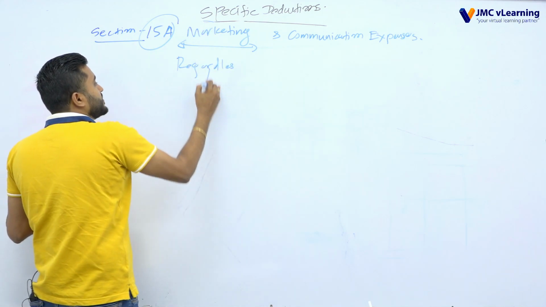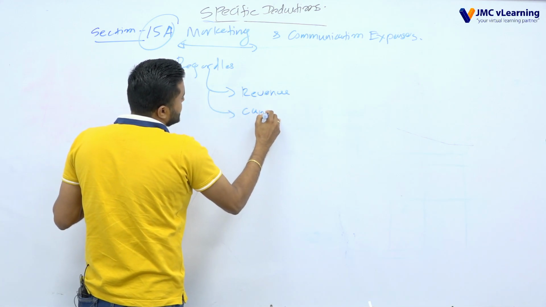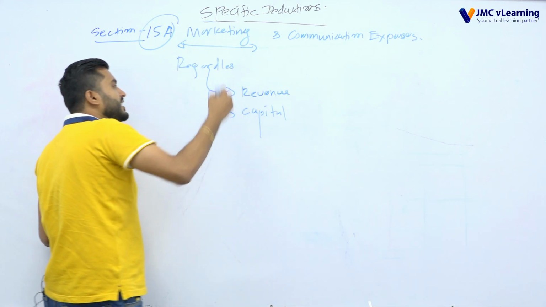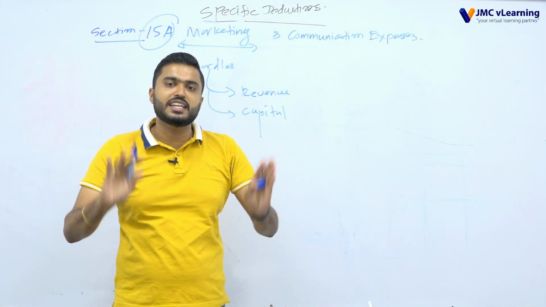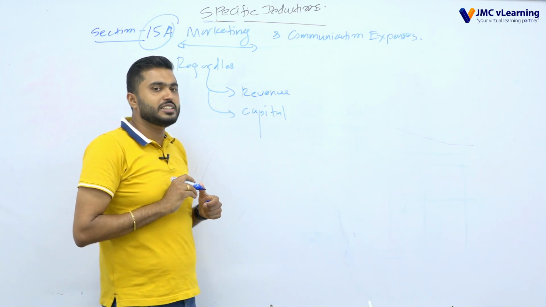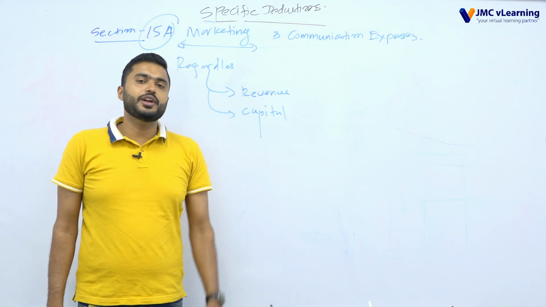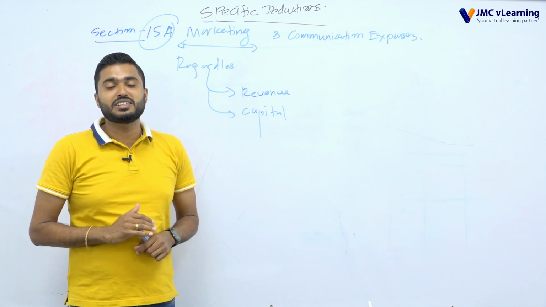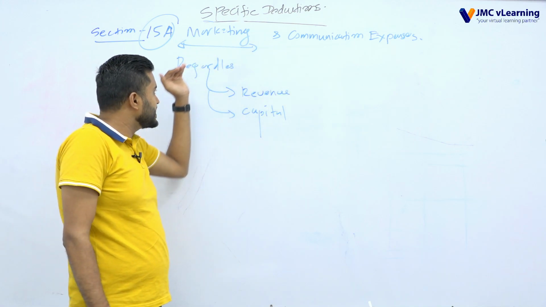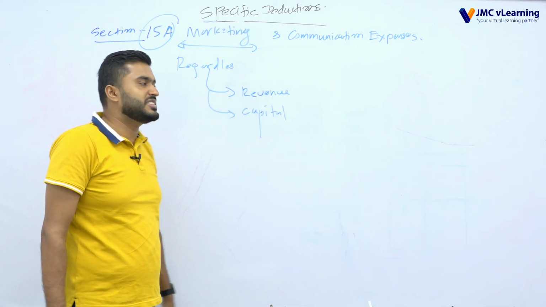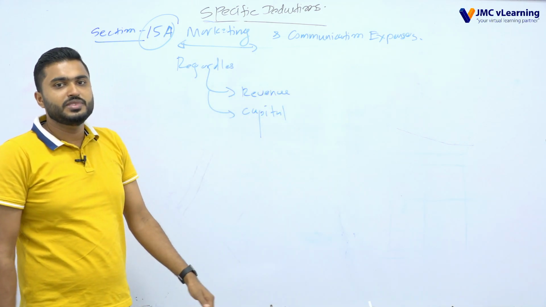Either revenue nature or capital nature, you can deduct the marketing and communication expense which was incurred for the business purpose as an expense. But if there is any marketing and communication expense which is not relevant to the production of business income, at that time you cannot deduct. But my dear students, to the extent that marketing and communication expense is incurred for the production of business income, regardless of either revenue or capital nature, you can deduct it from business income.